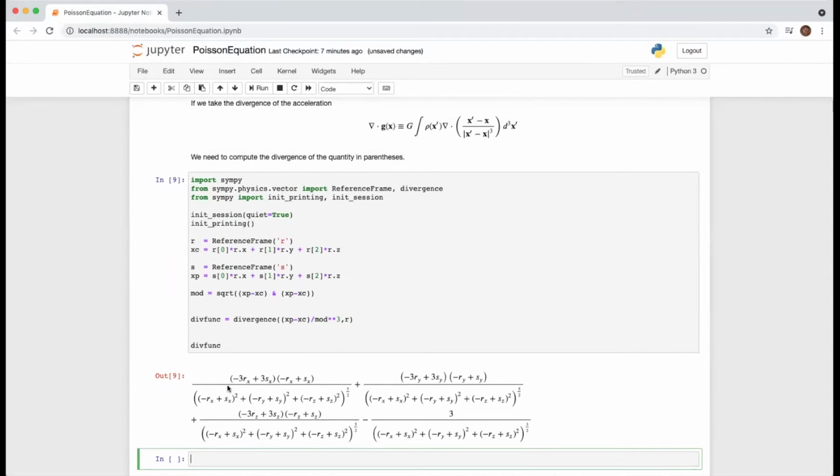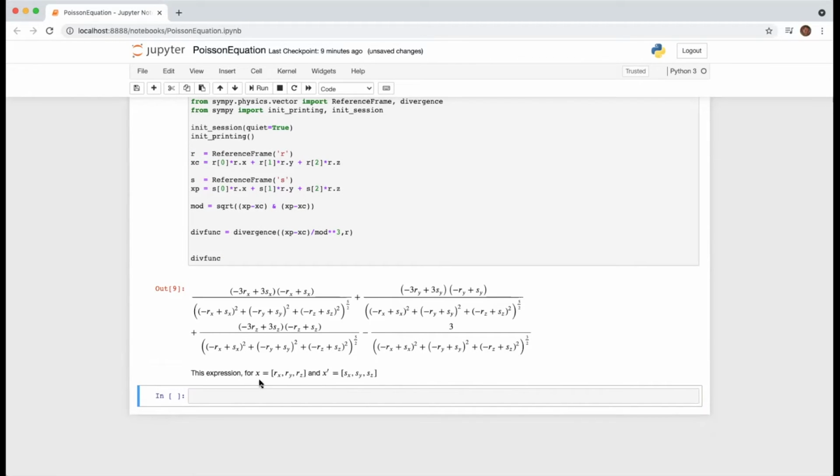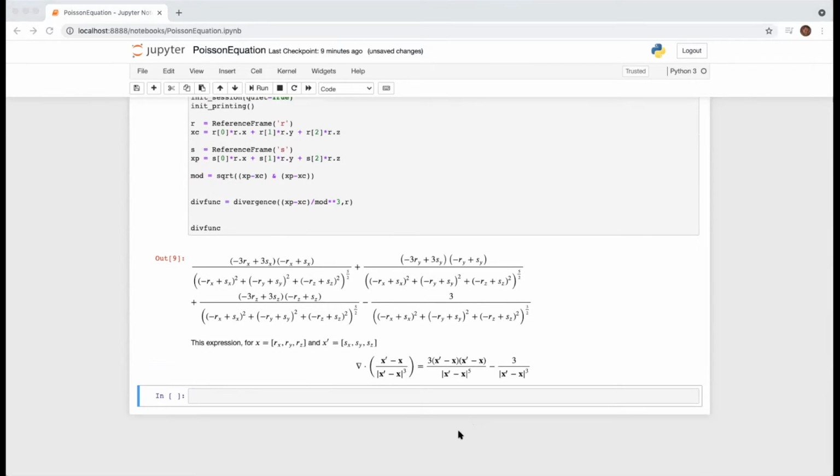So what do we see here? Rx is x, and Sx is the x prime. Same for the quantities y and z. So what we're having here is the components in x and y and z. The denominator is the modulus to the fifth power, and the last component is -3, and the denominator is the modulus to the third power. So this expression here, if x is the r vector and x prime is the s vector, this is what the gradient is.